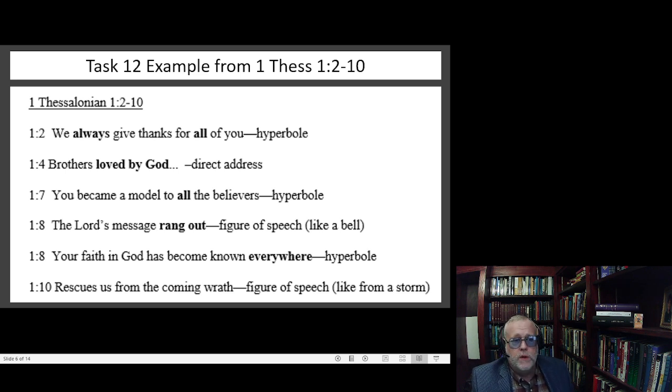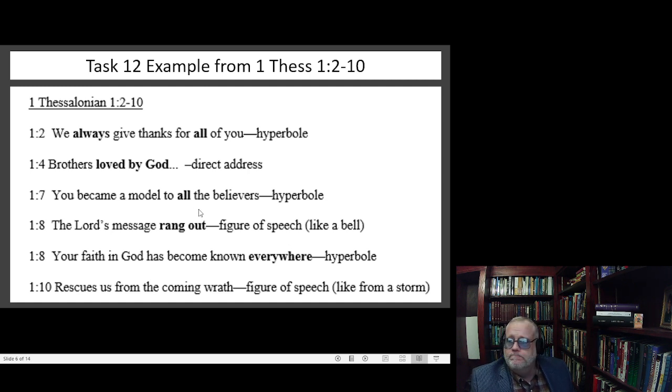Always giving thanks for all of you. Does he think of each person and name them? Or does he just say, God bless everybody? I thank God for everybody, and that includes everybody because he said everybody. Don't know, but we can categorize both the word always and all as potentially hyperbole. Brothers loved by God. This was part of an address.